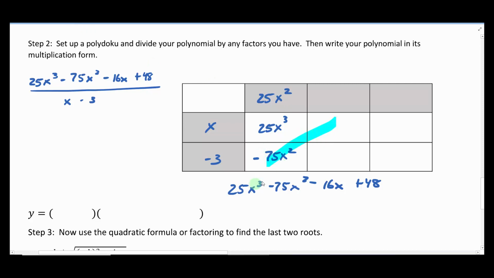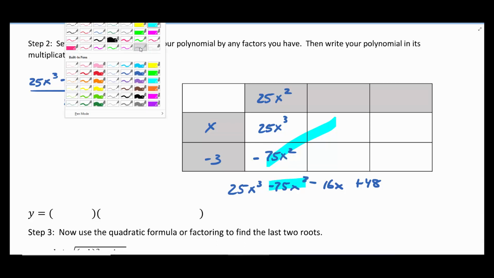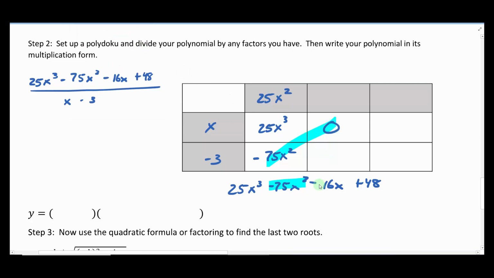Diagonals, right? So this one is weird, right? Because we need negative 75x squared. We have negative 75x squared. So that means this one has to be a 0, right? So when I add these together, we got to get negative 75x squared, but I don't need anything else. So I'm just going to put a 0 in that box. And what that tells me is we're going to end up with a 0 here, right? Because 0 times x is 0. So 0 times negative 3 is also 0.